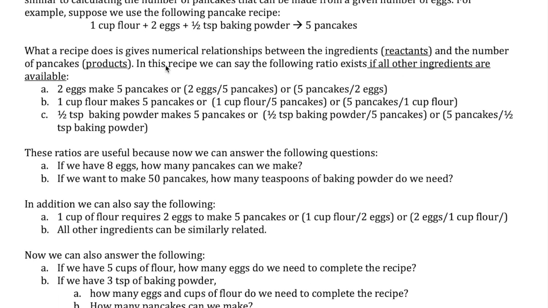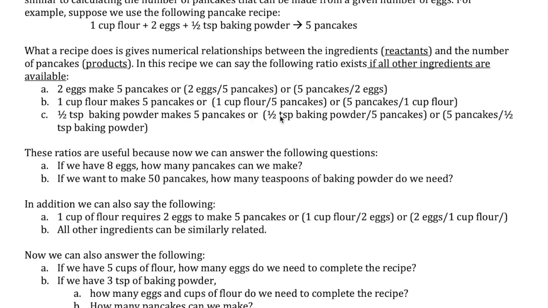So let's say we have 2 eggs. We know it's going to give us 5 pancakes, again assuming that all the other ingredients, in this case flour and baking powder, are available. Or we can say that if we have 1 cup of flour, we'll get 5 pancakes as well, assuming there's lots of eggs and lots of baking powder. We can also say that if we have half a teaspoon of baking powder, they'll give us 5 pancakes, assuming there's plenty of eggs and plenty of flour.